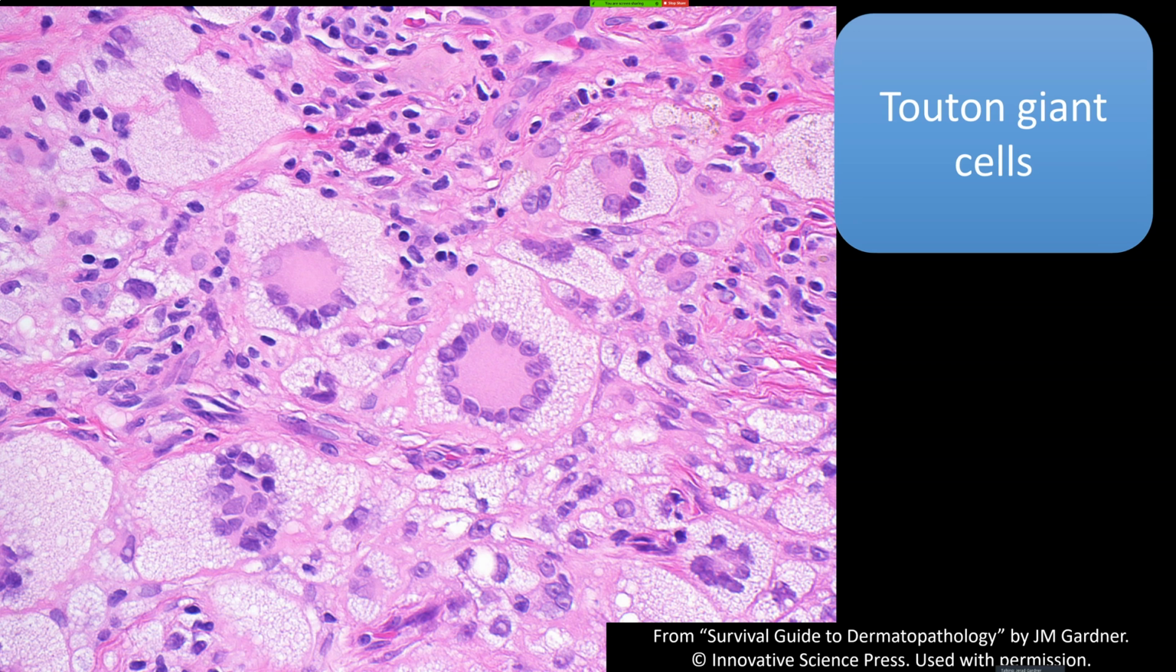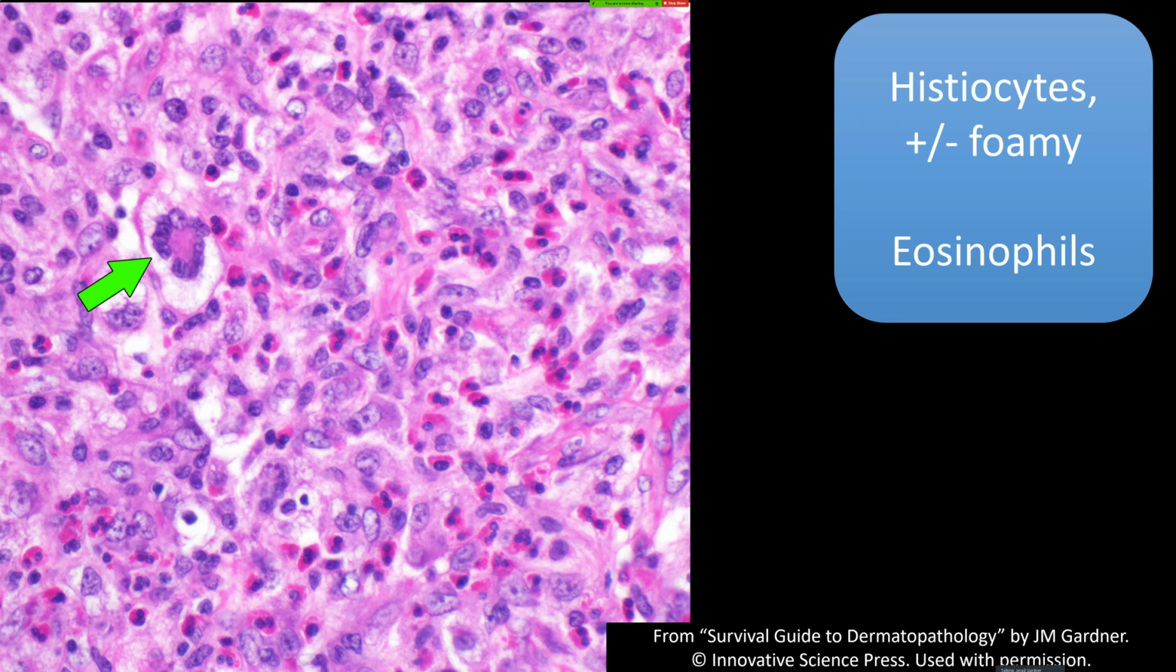And also remember that Touton giant cells can be present in a lot of other things, including, say, dermatofibromas and other things like that, okay? So that's nice Touton giant cells. Here's another one. And also all the EOs came out to party with the Touton giant cell here. That's what you want to see, right? But not every case looks like that, okay?